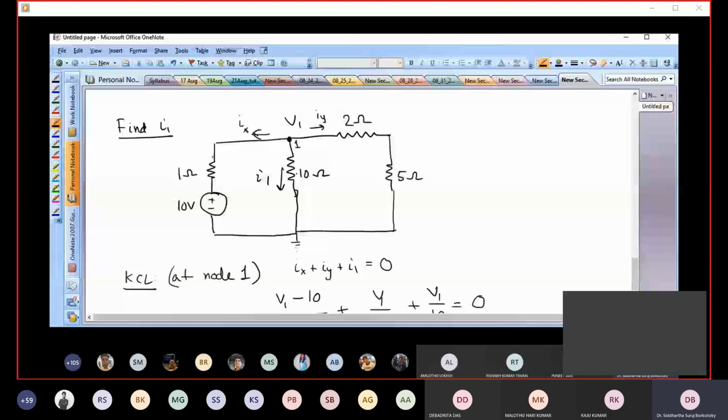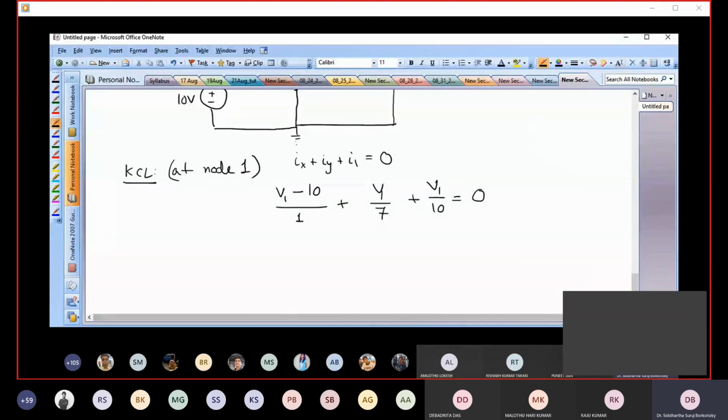And Iy is V1 minus the ground potential divided by 2 plus 5, 7. So I have this. So if I get this equation, if I take this and solve for this, eventually I will get V1 is equal to 700 by 87 volts.